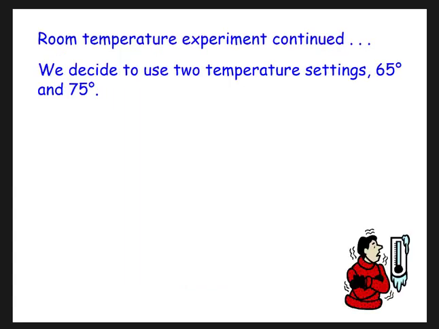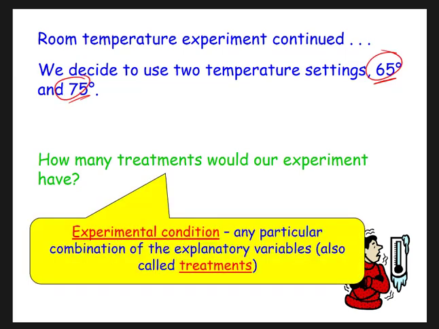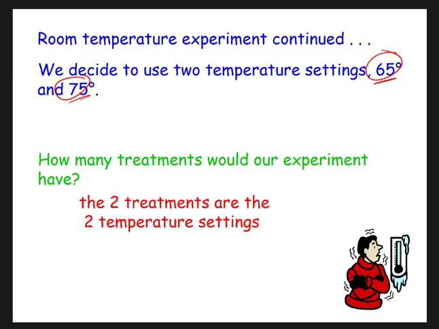our predictor variable. Room temperature, experiment continued. We decide to use two temperature settings, 65 degrees and 75 degrees. The 65 degrees might be a little chilly, and 75 is actually probably a little warm. How many treatments would this experiment have? It has two, 65 degrees and 75 degrees. Experimental condition or treatment is any different combination of the explanatory variables. So two treatments, and there are the two temperature settings.